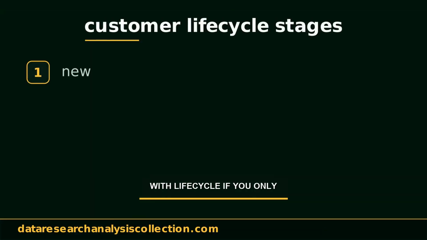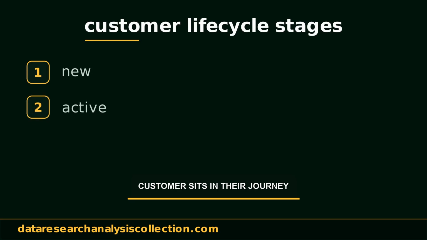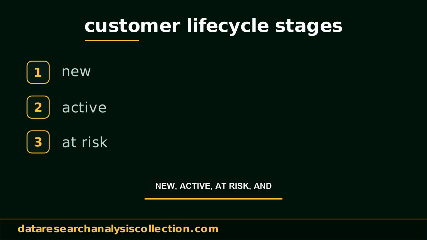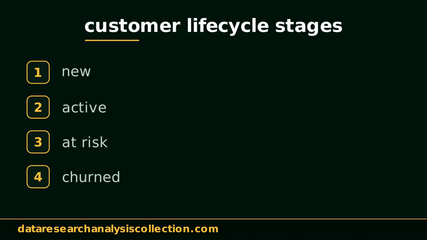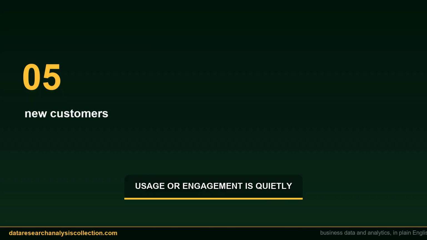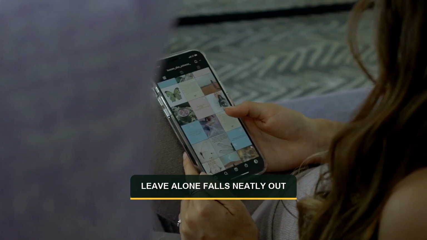You start with life cycle. If you only ever build one kind of segment, make it life cycle, which just means where each customer sits in their journey with you. I split mine into 4 plain groups: new, active, at risk, and churned. New is someone who just arrived and has not formed a habit yet. Active is a customer using you regularly and paying happily. At risk is someone whose usage or engagement is quietly falling. Churned is someone who has already left. Almost every decision about who to email, who to call, and who to leave alone falls neatly out of those 4 buckets.